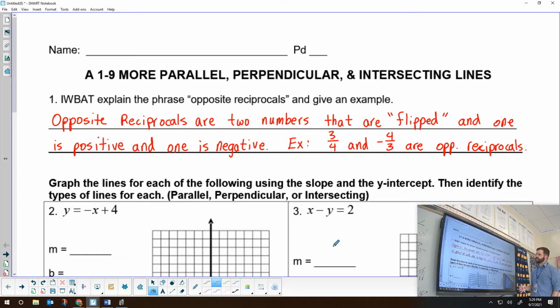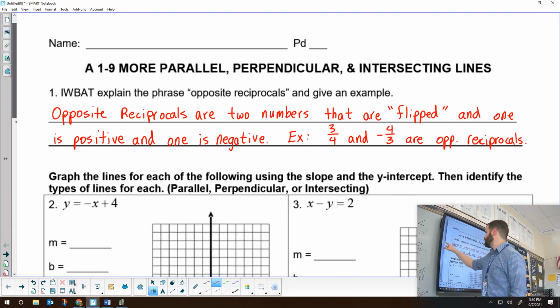If you take a look at this, number one says, explain the phrase opposite reciprocals and give an example. So I wrote in a complete sentence, opposite reciprocals are two numbers that are flipped and one is positive and one is negative. So for example, 3/4 and -4/3 are opposite reciprocals. So there's our first problem. Now remember, I'm going to do all of the odds for you right now. So let's move on.